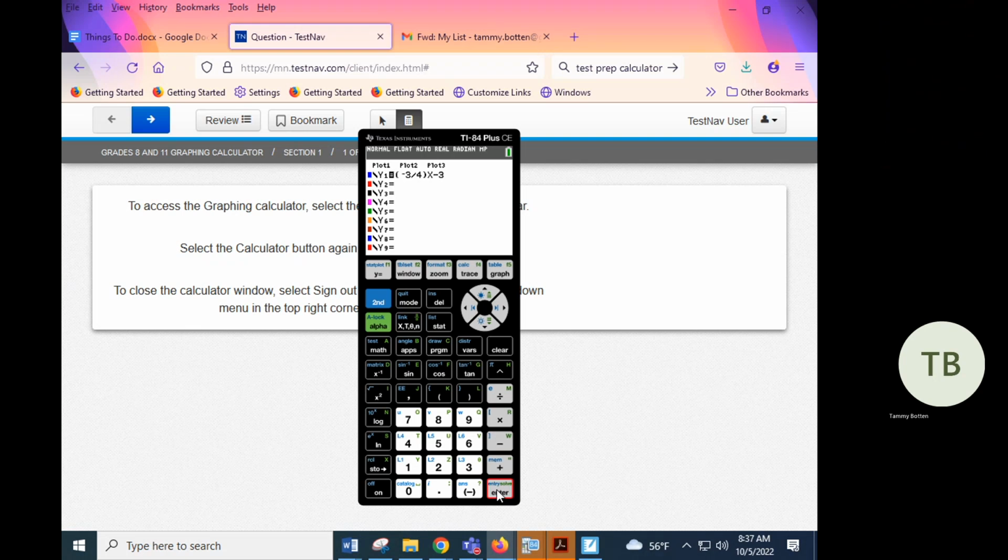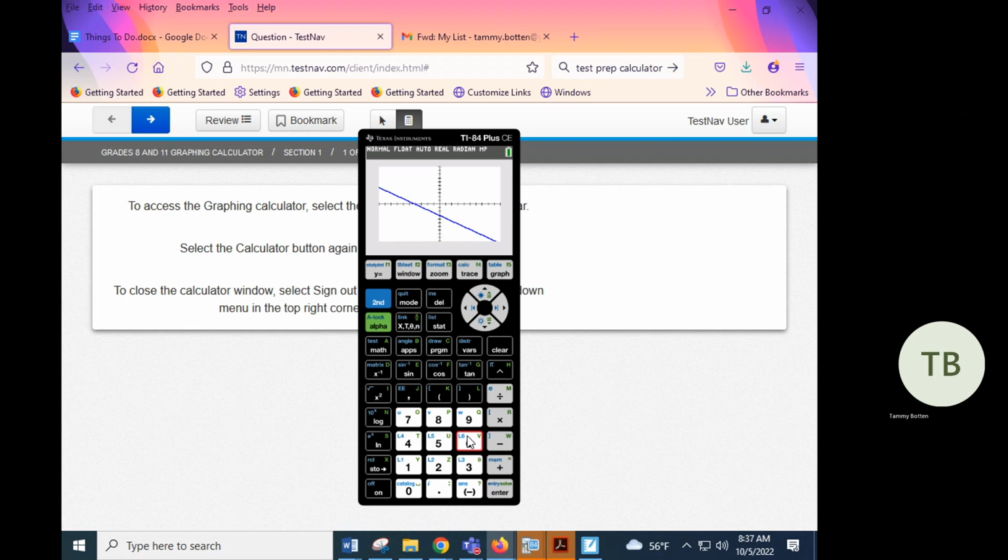Now, what happens is you have to decide what y's you want your graph to go from and what x's you want your graph to go from. So if you go to this zoom key right here and go down to 6, the standard window, you can either arrow down to it or just type in 6 and it'll do it. Okay, so this is our graph.